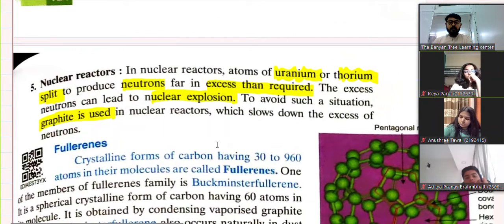Nuclear reactors. In nuclear reactors, atoms of uranium, thorium, they split to produce neutrons.